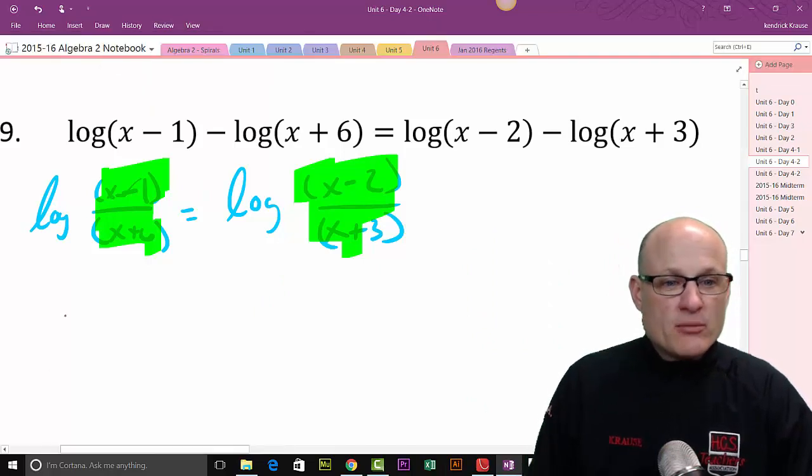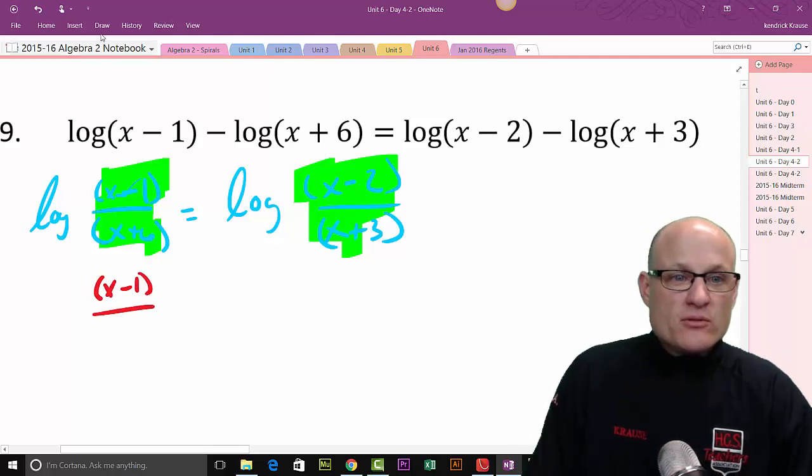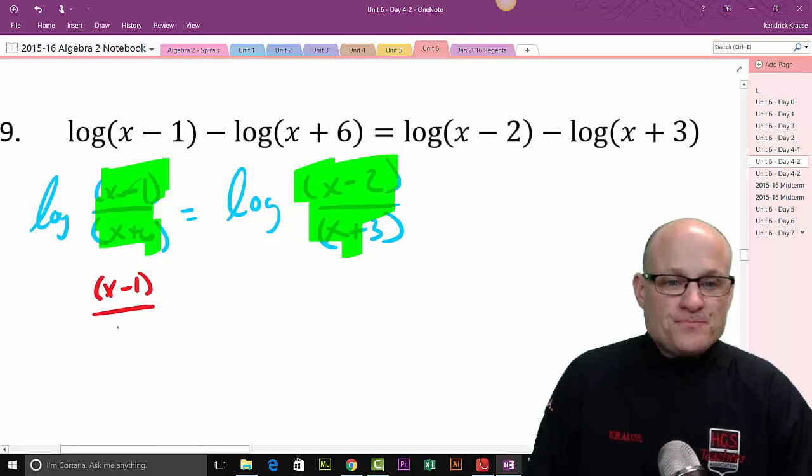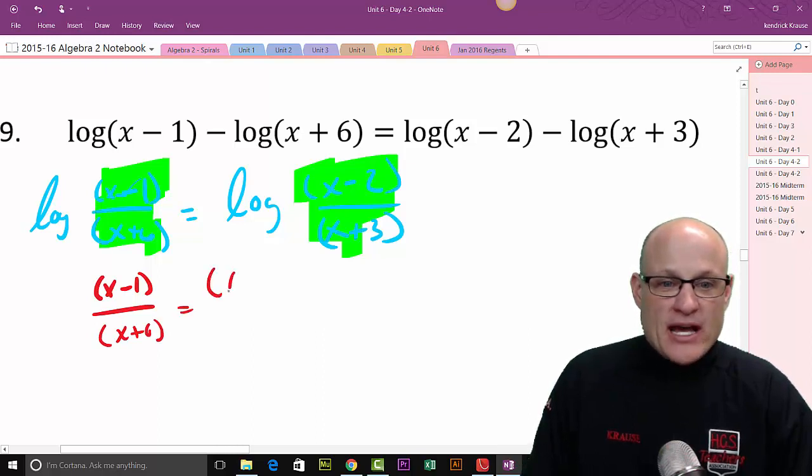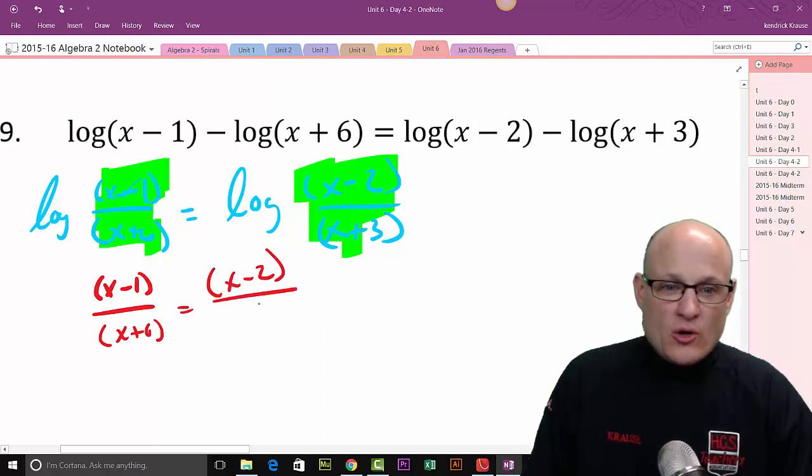Bust out a different pen. Getting tired of blue. So I end up with x - 1 over x + 6 has to equal x - 2 over x + 3.